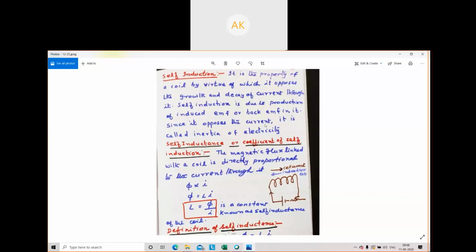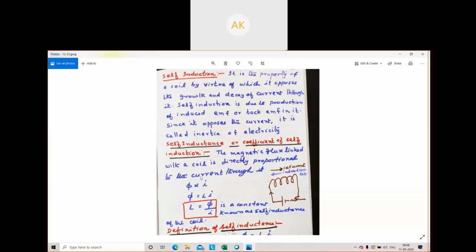Since it opposes the current, it is called the inertia of electricity. Inertia, we know: a body at rest likes to be at rest, a body in uniform motion likes to be in uniform motion. It doesn't like any change in its state of rest or state of motion. Similarly, when we send current through a coil, it doesn't like change in current. Growth of current is opposed, decay of current is opposed. How? By inducing a back EMF, an opposing EMF in the coil. So that is known as self-induction.